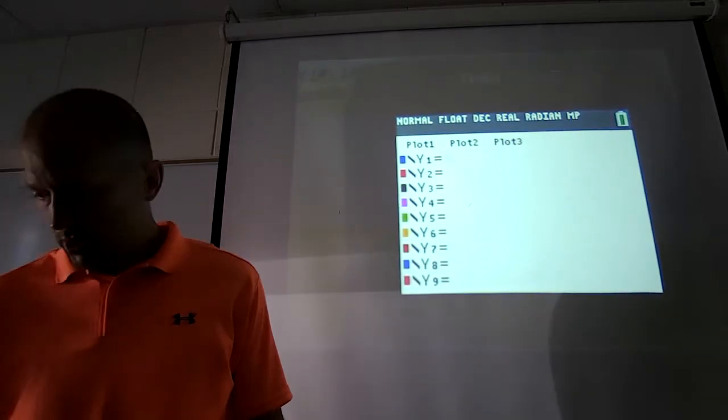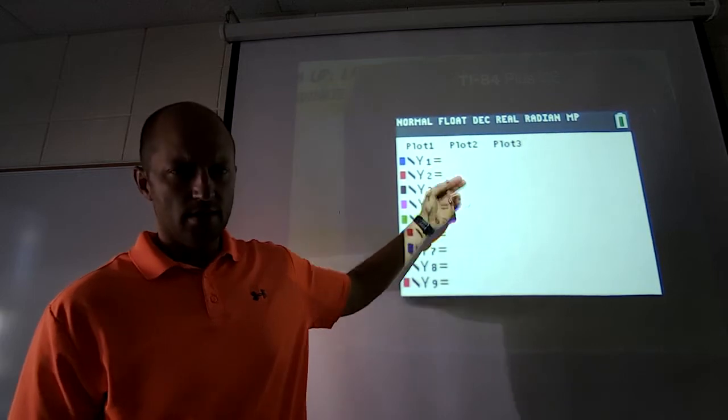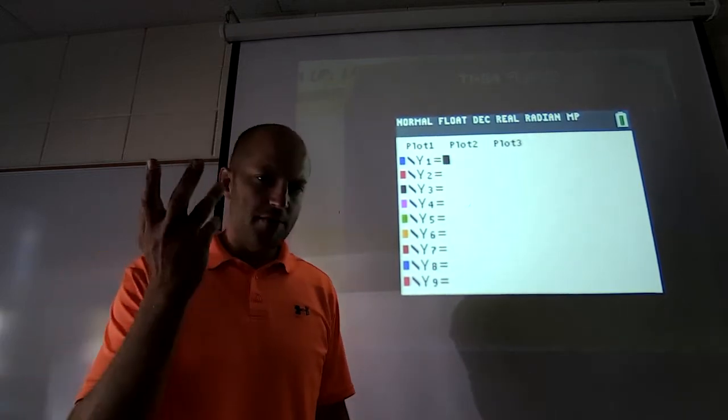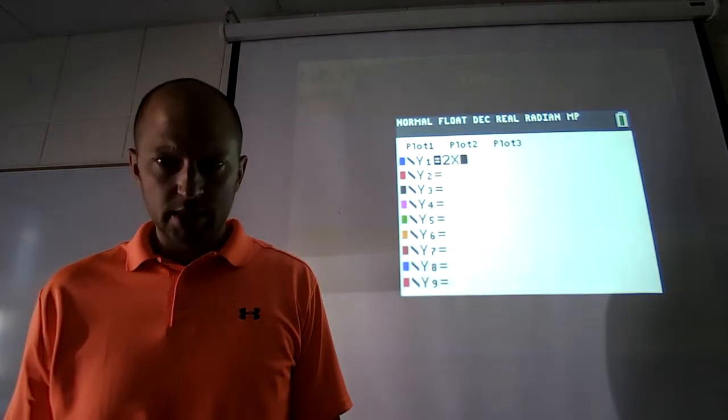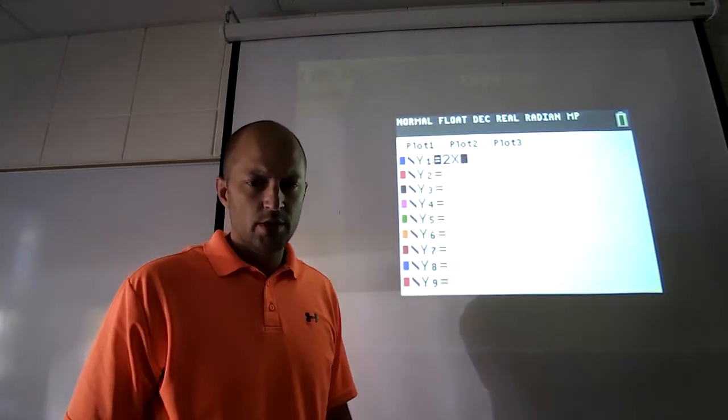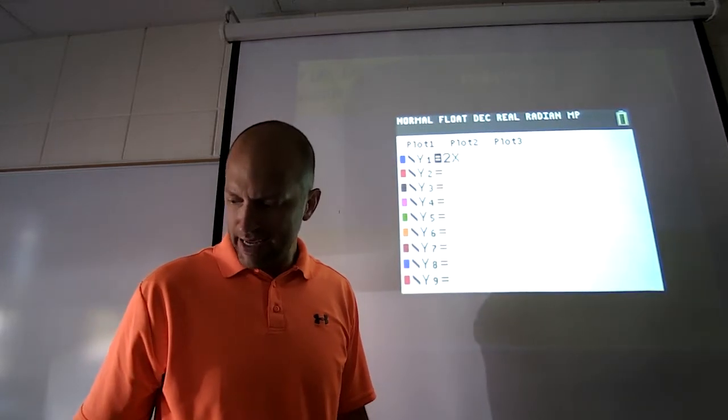Okay? So I'm going to go to y equals. Do you guys see this here? And I'm going to type in a function. I'm going to type in, let's go 2x. X is next to the alpha button. So I'm going 2x minus 3.